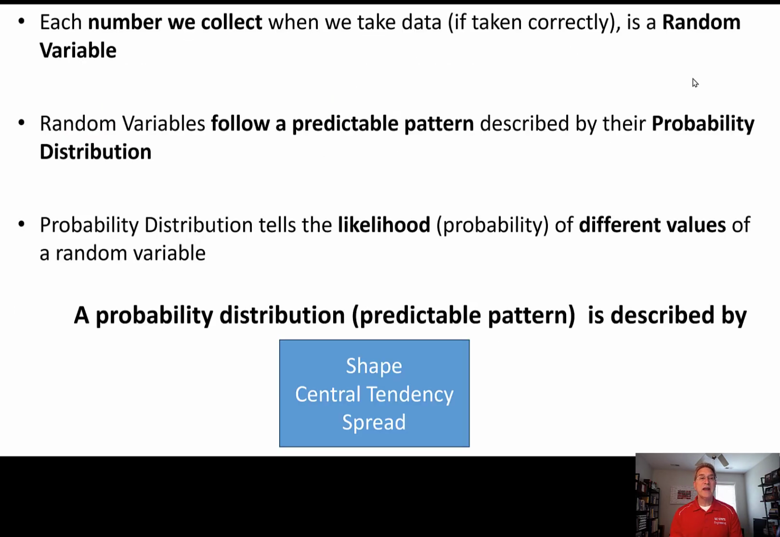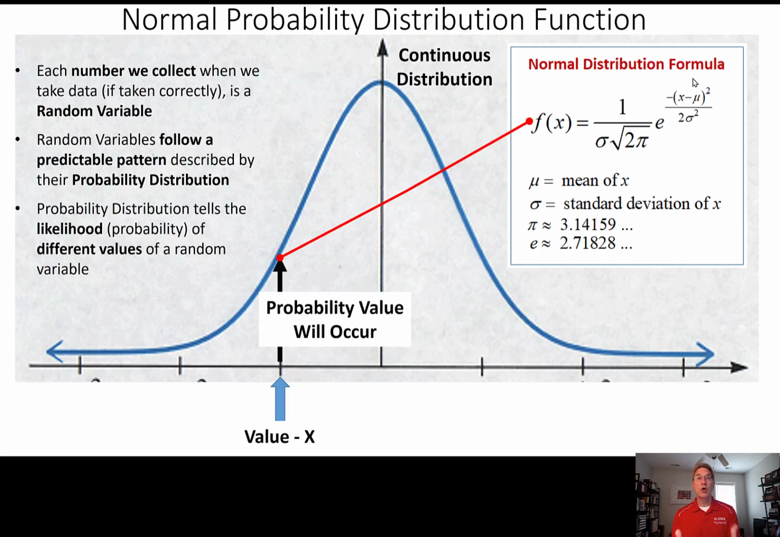And so then we learned that every number that we collect is a random variable. Random variables follow predictable patterns described by their distribution, and distributions tell us the likelihood, the probability, of getting different values of a random variable. And a distribution is described by its shape, its central tendency, and its spread. And then we saw that with the normal distribution as an example, where the shape was bell-shaped, the central tendency was average, the spread was standard deviation, and the probability of getting a value was described by this mathematical function.